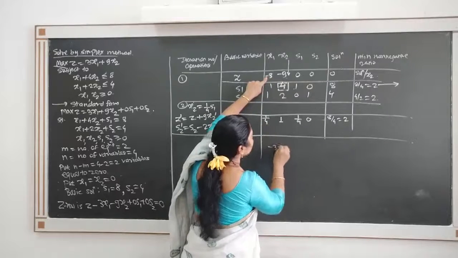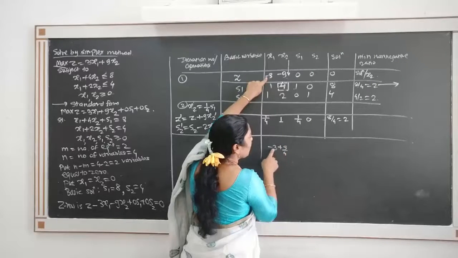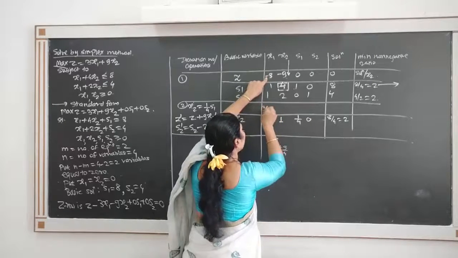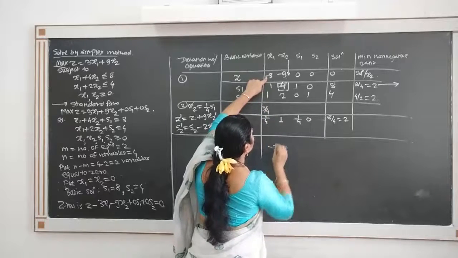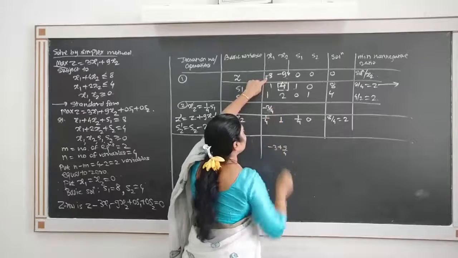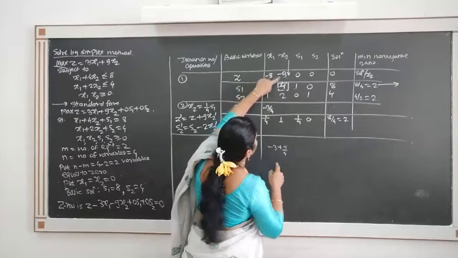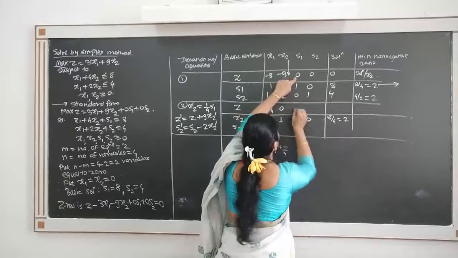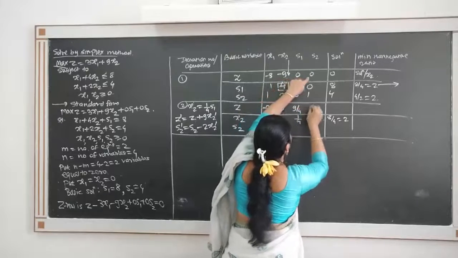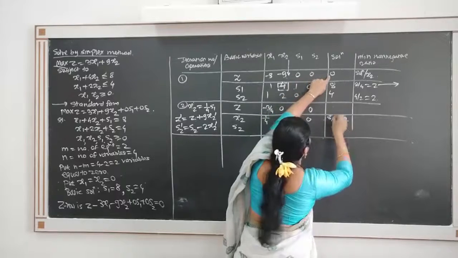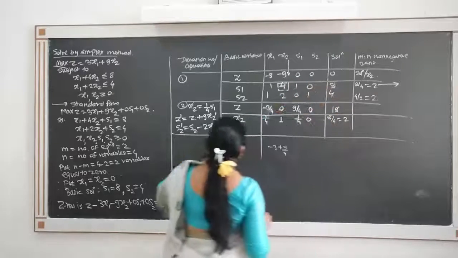So minus 3 plus 9 by 4 minus 12 plus 9, that is minus 12, that is minus 3 by 4. Next, minus 9 plus 9, 0. 0 plus 1, 9 by 4. So 9 by 4, 0 plus 0, and 0 plus 2 into 9, that is 18.